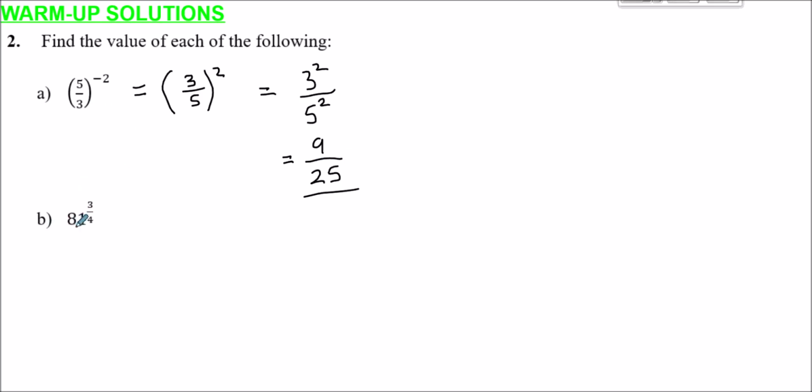Over here, 81 to the power 3/4. Well, what I'd suggest is to always do the root first, then the power after. So do the 4th root of 81, and then cube. Fortunately for us, the 4th root of 81 is an integer. So what number multiplied by itself 4 times gives us 81? Well, that number's 3. So the 4th root of 81 is 3. We then cube that, so 3 cubed gives us 27.